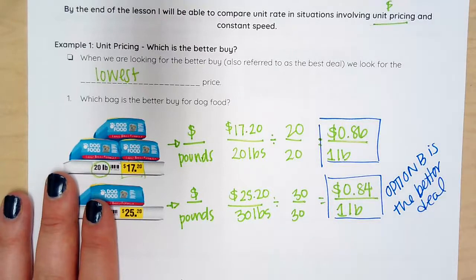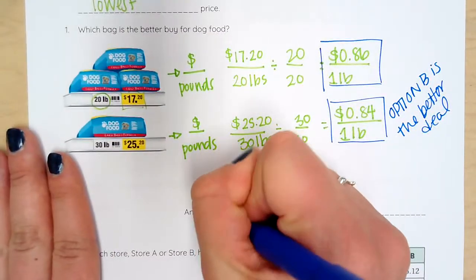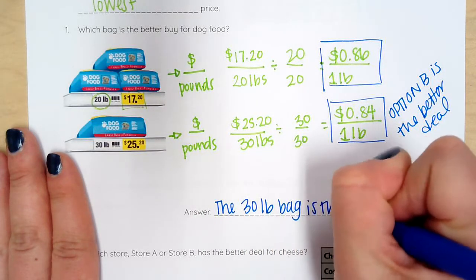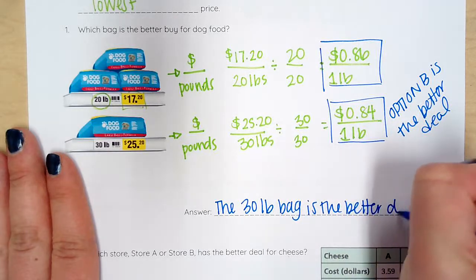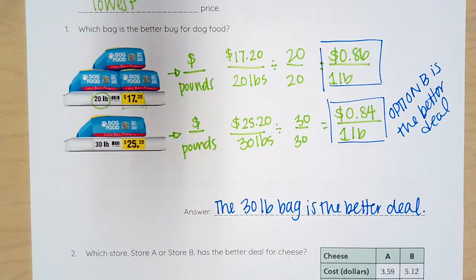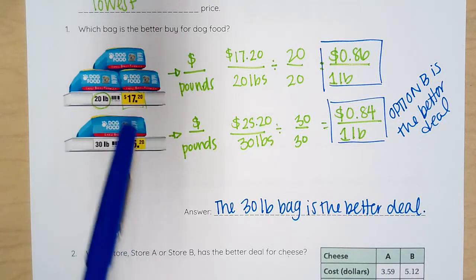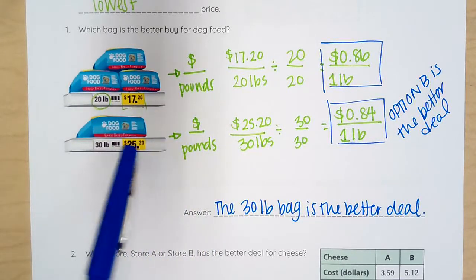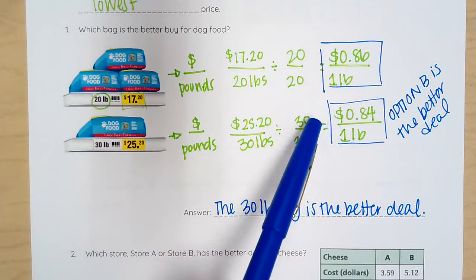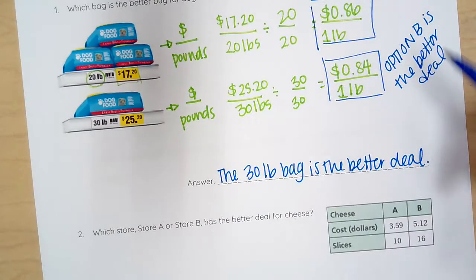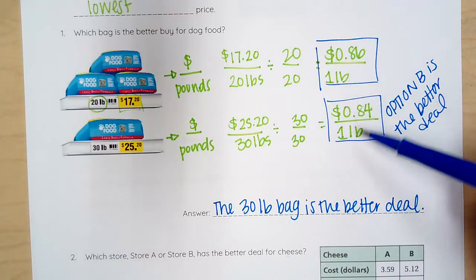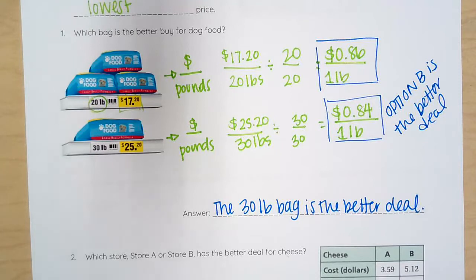So we can write that answer on the line here. The 30-pound bag is the better deal. Okay, so what did I do here? I looked at my two options. I set up my word ratio and made sure they matched. I then took my rate of each and got it down to the unit rate. Because I'm dealing with money, I want the lowest price. So once I got my unit rate, they both have that 1 as a denominator. Now I can compare.